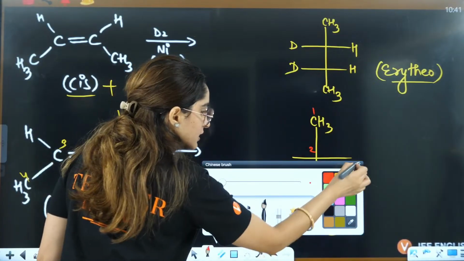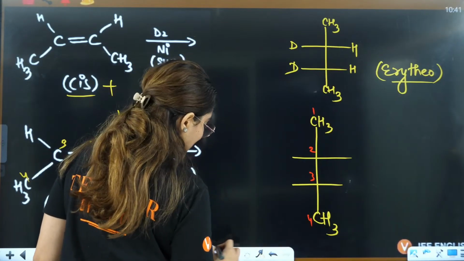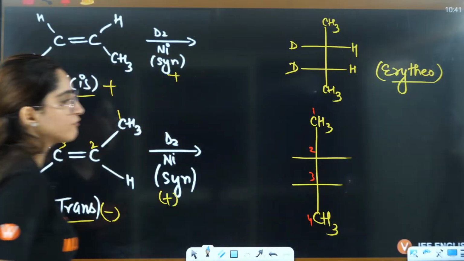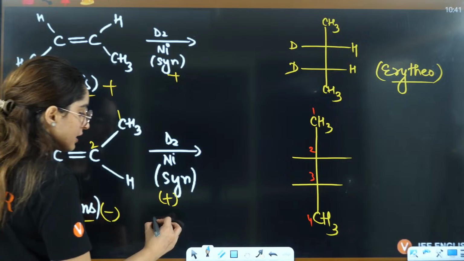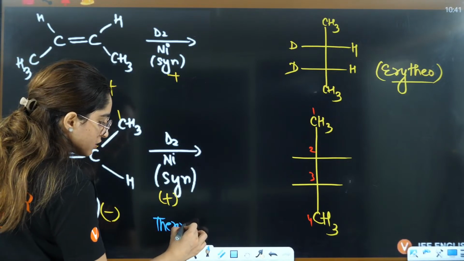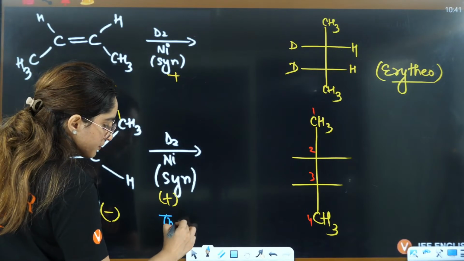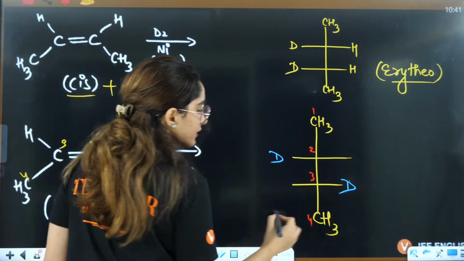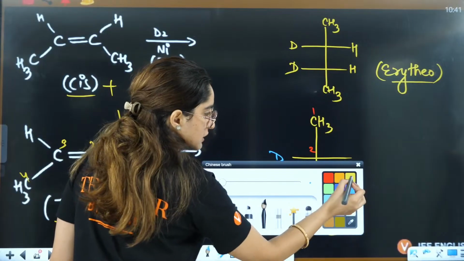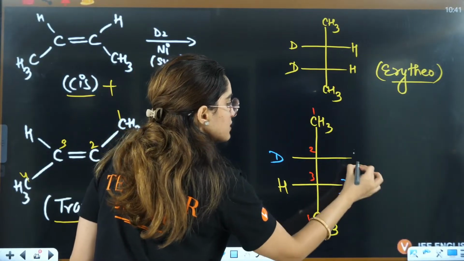On the second and third position, you have the addition of deuterium. But this will have a threo product. The threo product will be formed. That means the deuteriums will be opposite to each other. Right? Rest of the things will be the same.